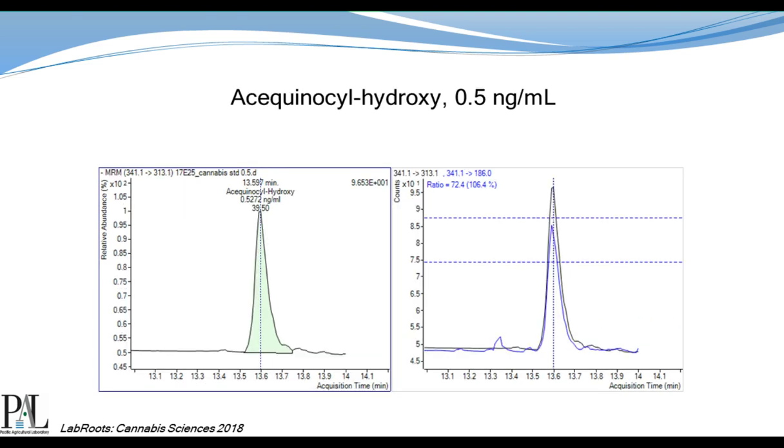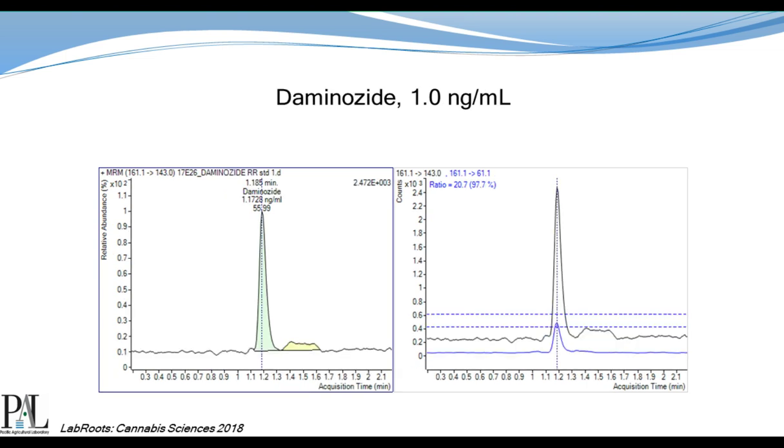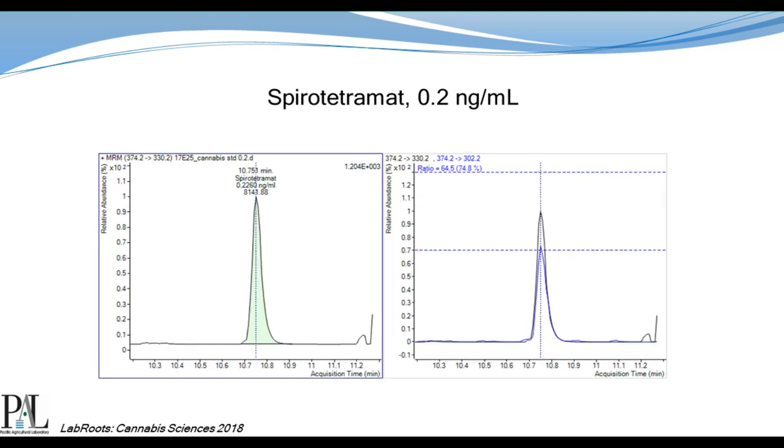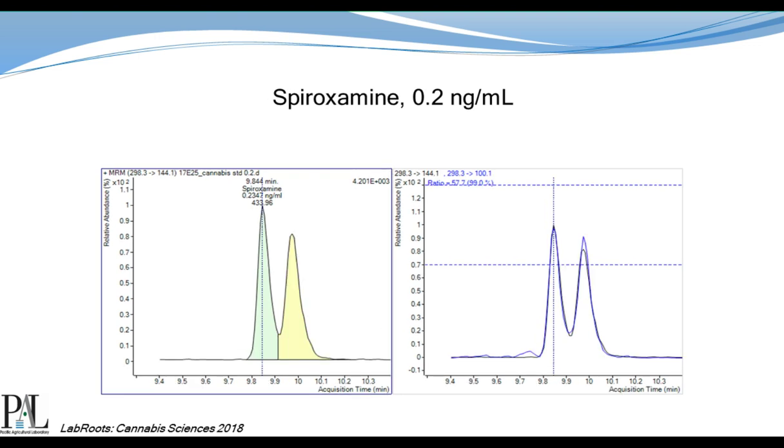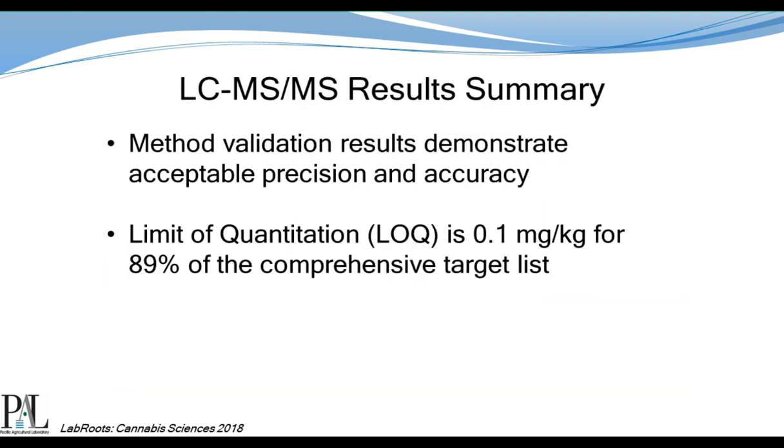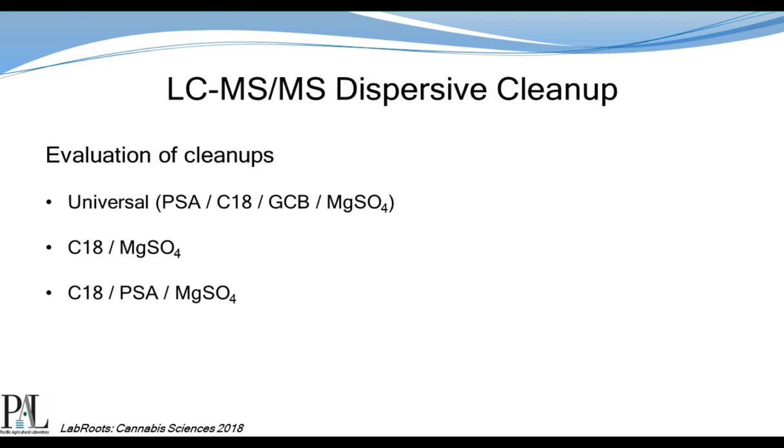They do vary a little bit more on the LC. Let's see, acequinocyl, the diminozide, and then the spinosyn and spirotetramat. And again, these are some of the more difficult compounds. So the summary again, basically it's the same. The validation shows we've got acceptable precision and accuracy, and then the LOQ is 0.1 for 89% of the compounds that we're doing on the GC.